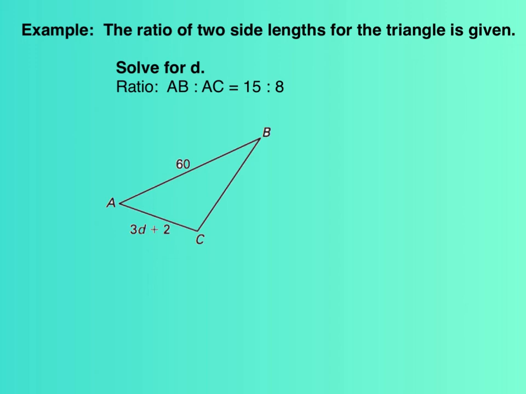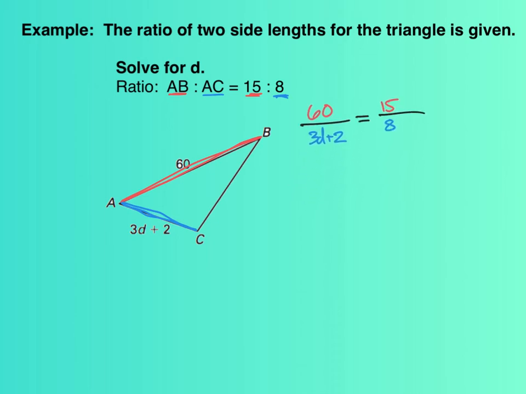All right, second to last example. We're almost done. The ratio of 2 side lengths for the triangle is given, and solve it for D. So we are given that AB, which is this segment right here, is 60, and AC right there, so AC is in blue, and the ratio is 15 to 8. All right, well that means AB is 60 over the 3D plus 2. That's going to equal then the same ratio of 15 over 8.